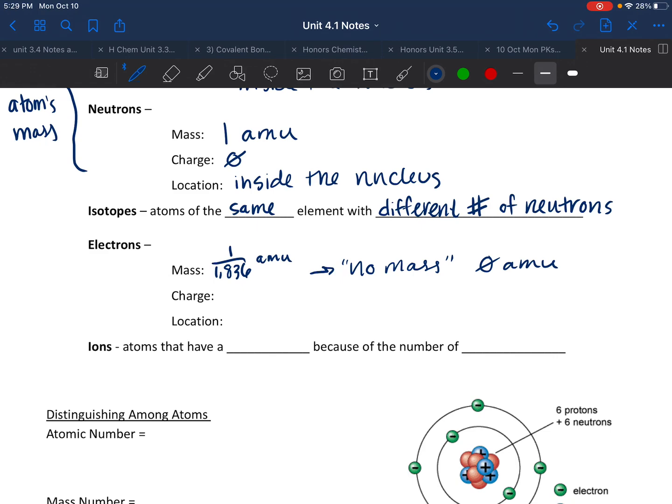The charge on the electron, however, is -1. And where we define these electrons, their location is not inside the nucleus, but orbiting around it, just like the planets orbit the sun. So they're orbiting the nucleus. Now, electrons are important. They practically rule the world, which is what you're going to end up finding out after the next couple units here. But they can also make us have ions. So ions are atoms that end up having a charge, so they're not neutral anymore because of the number of electrons.